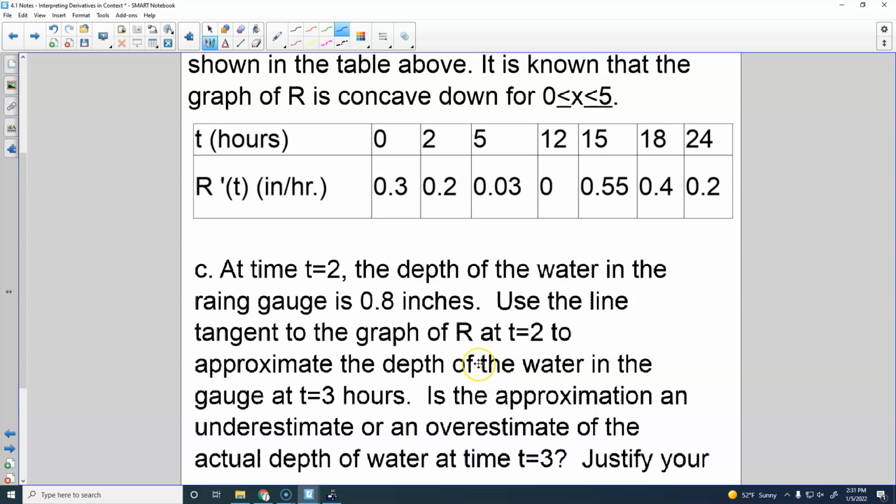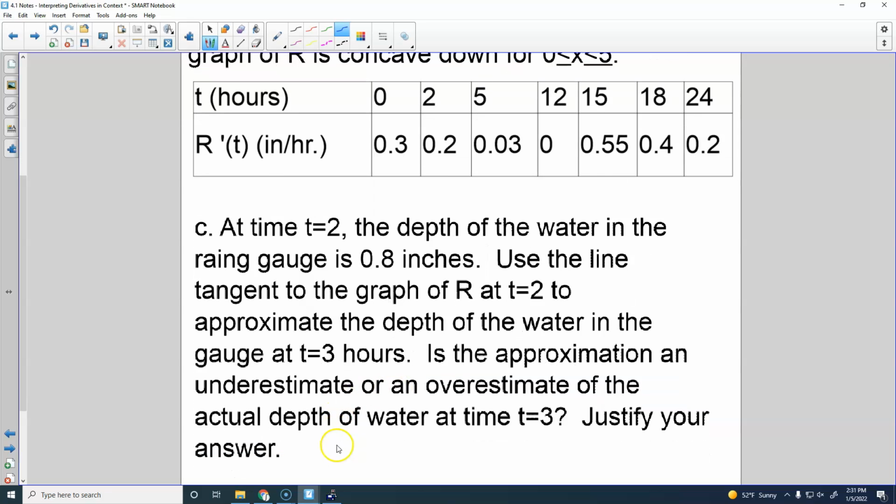We got to do this. All right. So at time t equals 2, the depth of the water in the rain gauge is 0.8 inches. Use the line tangent to the graph of R at t equals 2 to approximate the depth of the water in the gauge at t equals 3 hours. Is the approximation an underestimate or an overestimate of the actual depth of the water at time t equals 3? Justify your answer.